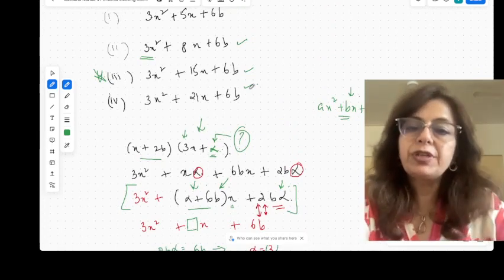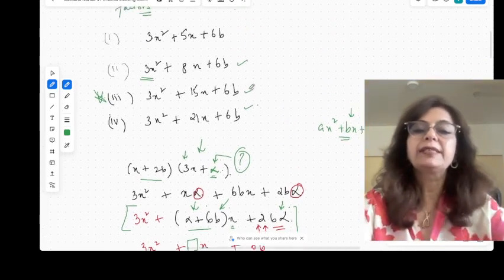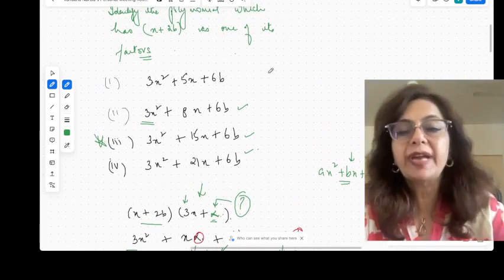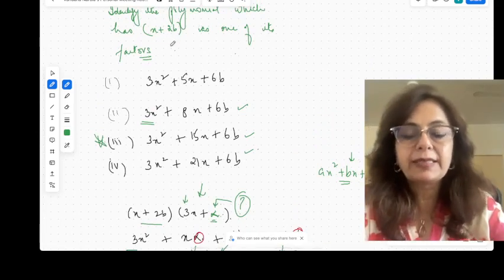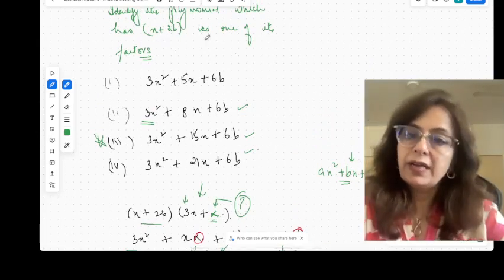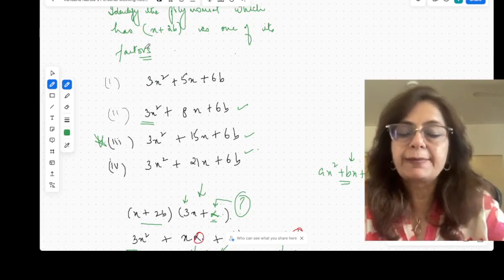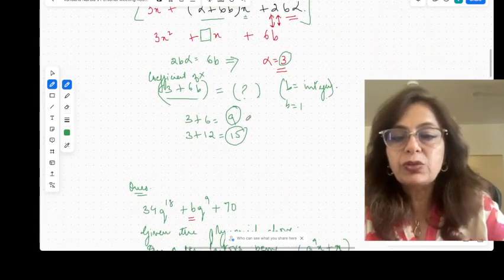This is the approach that you need to use to solve these kinds of questions where the coefficient of x is missing and one of the factors is given in the form of an unknown over here, x plus 2b. Going to the next question over here.